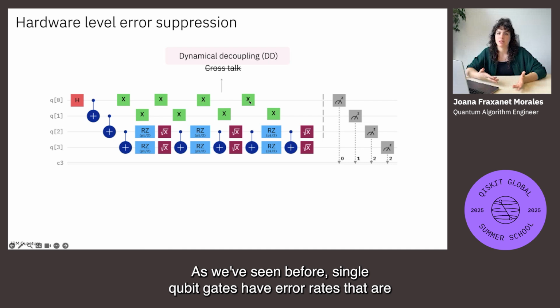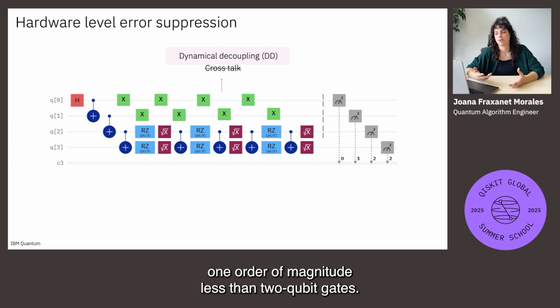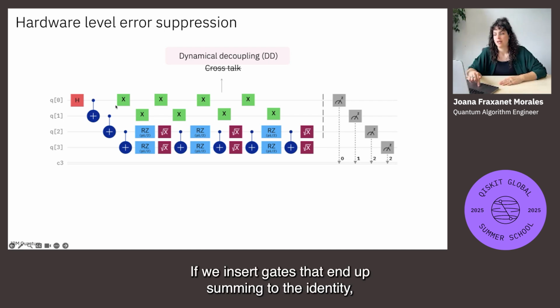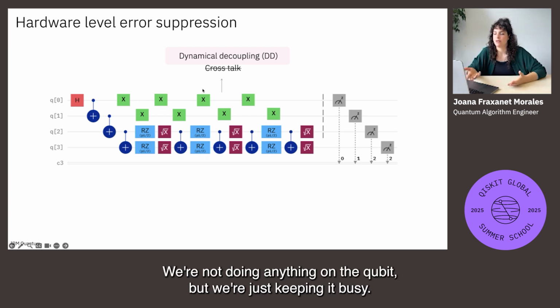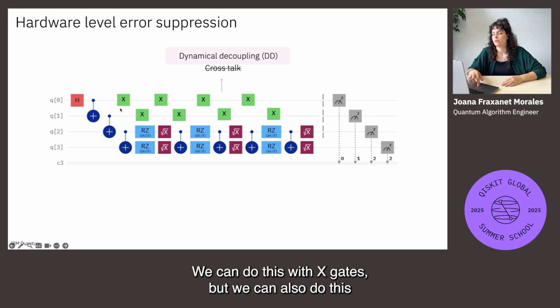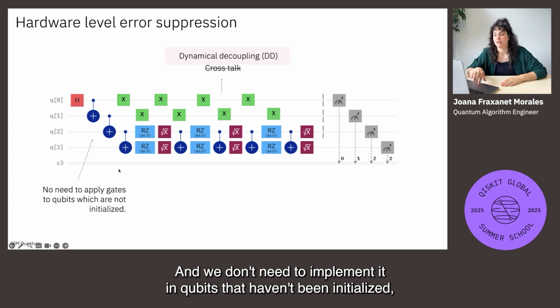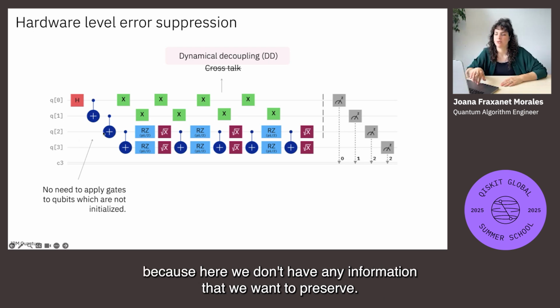As we've seen before, single qubit gates have error rates that are one order of magnitude lower than 2 qubit gates. So they're not so problematic. If we insert gates that end up summing to the identity, so they cancel each other, we're not doing anything on the qubit, but we're just keeping it busy. We can do this with X gates, but we can also do this with other sequences of gates. And we don't need to implement it on qubits that haven't been initialized, because there we don't have any information that we want to preserve.